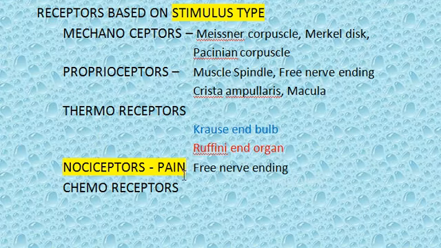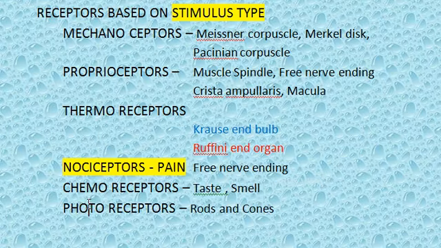Nociceptor for pain. Chemoreceptors, if I give you a chemical, how will you find out it's a chemical? Either by taste or by smell, correct? So those are the chemoreceptors. One more type of stimulus is there, that is light reception, right? Photoreception. And the receptor names, rods and cones.